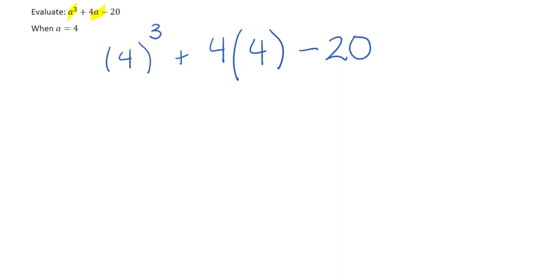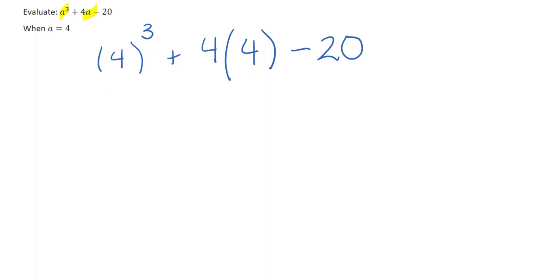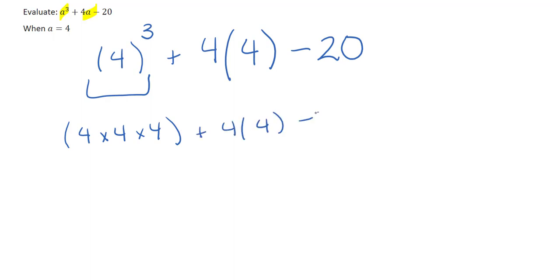We don't have anything inside parentheses that has to do with order of operations. So the next step we look at is exponents, and that's what we're going to solve first. 4 raised to the third power means we have 4 times 4 times 4. Then we'll just write out everything else. 4 times 4 is 16, times another 4 is 64.